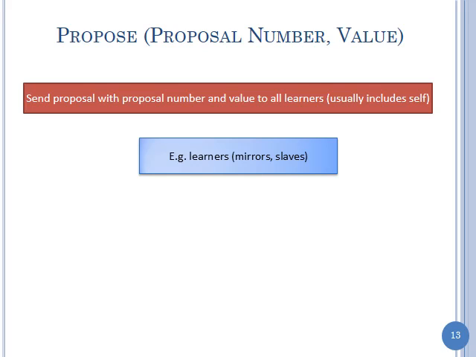And the learners may be mirrors, maybe slaves. Okay? This algorithm is not going to work very well for slaves right now, but ultimately we'll have the learner component in other algorithms also. Okay? Questions?